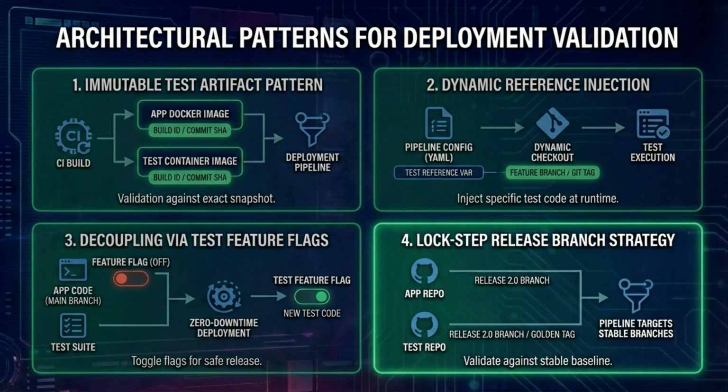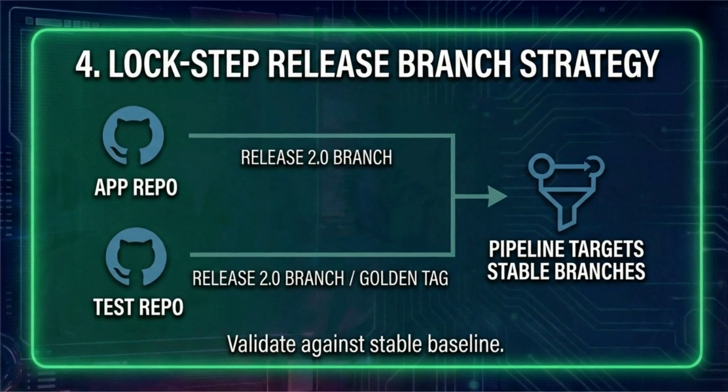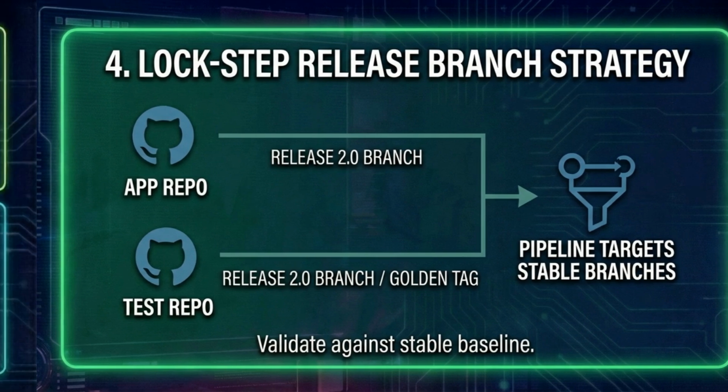Fourth, the lockstep release branch strategy. This is essential for architectures where tests reside in a separate repository. When you cut a release branch for the application, for example, release 2.0, you must simultaneously cut a matching release 2.0 branch in your test repository. Or, alternatively, tag the specific commit in the test repo that represents the golden state for that release.